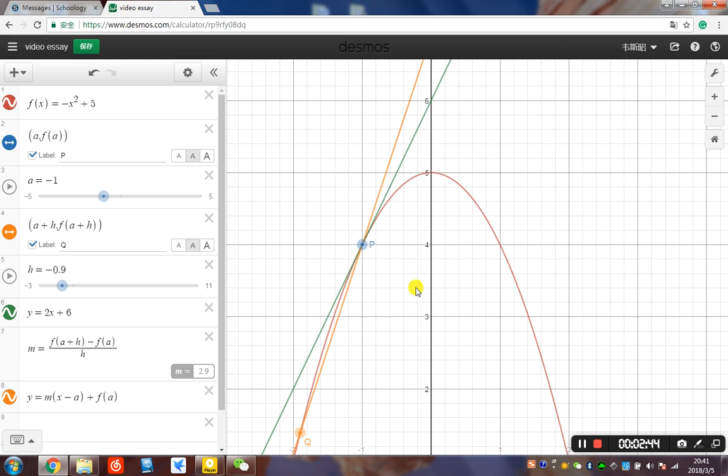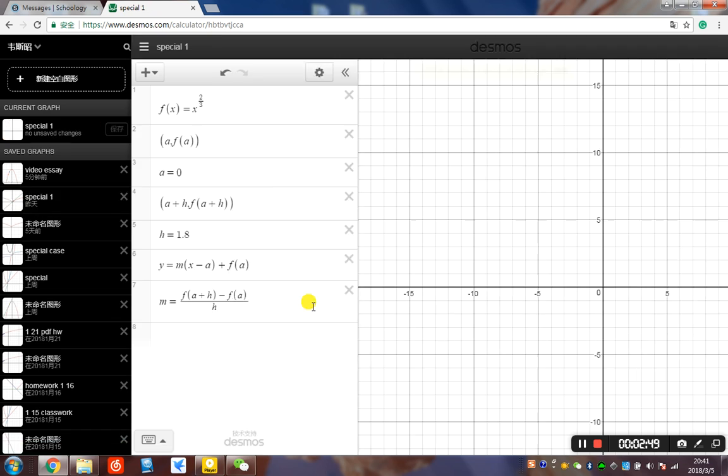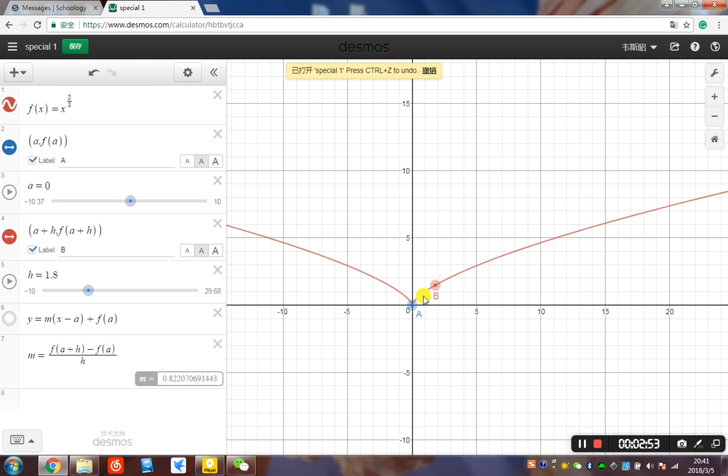But this one is not going to work for every function. So if we look at this one, here we have point A and point B, and we take the function f(x) equals x to the power 2/3. This function does not have an IRC when point A is 0. So here A is (a, f(a)) and a is 0. So we have a point B. Here we assume point B is (a+h, f(a+h)), and h is bigger than 0, which means it's a positive number.